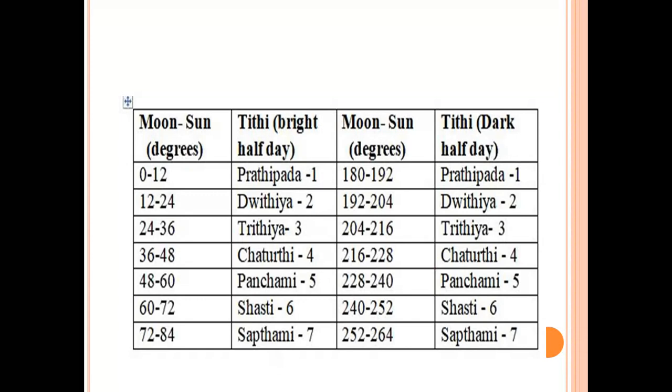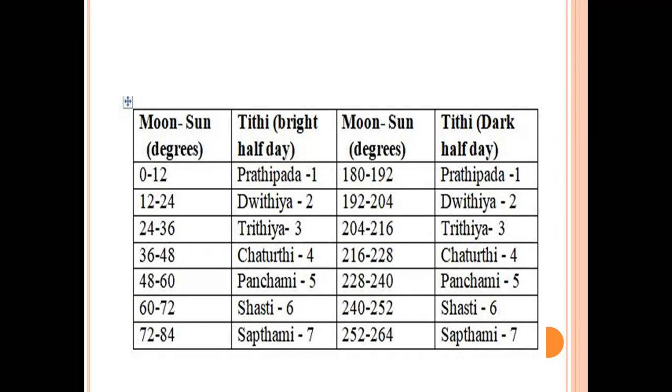Fine. So here I have given the names of the different tithis. What are the different tithis? As I said earlier, 0 to 12 degrees is Pratipada, 12 to 24 Dvitiya, 24 to 36 Tritiya, like that. 15 will be in Shukla Paksha, 15 will be in Krishna Paksha. Shukla Paksha is considered to be auspicious compared to Krishna Paksha. Is Krishna Paksha inauspicious? No. At the Muhurta level, they generally prefer Shukla Paksha for the majority of activities. And there are certain activities where only Krishna Paksha is considered. Those things we'll see at the advanced level.